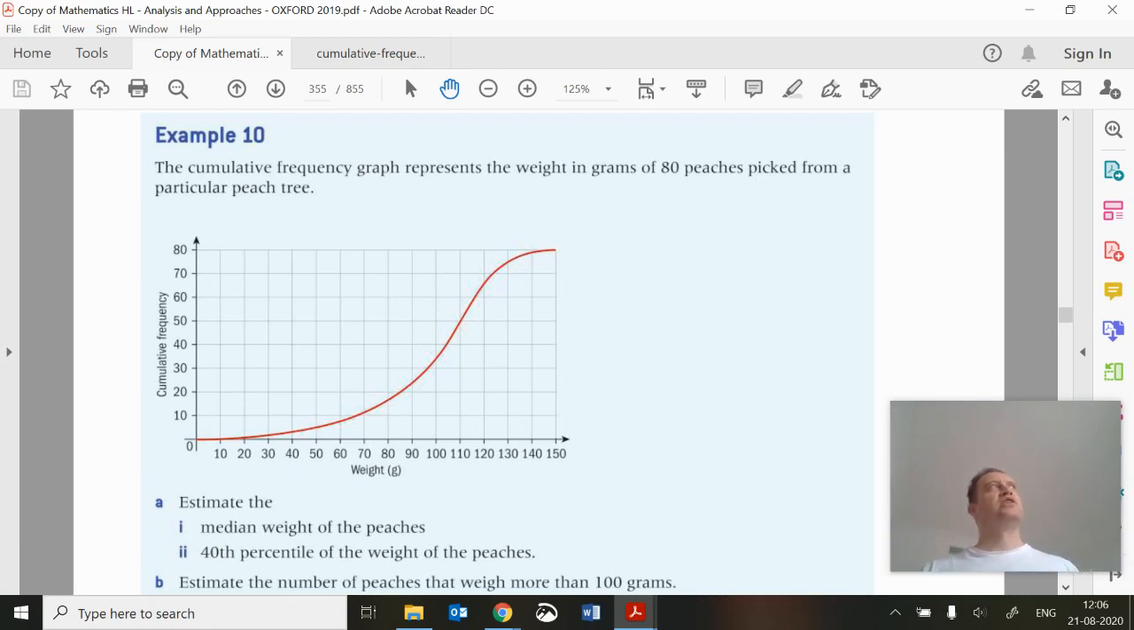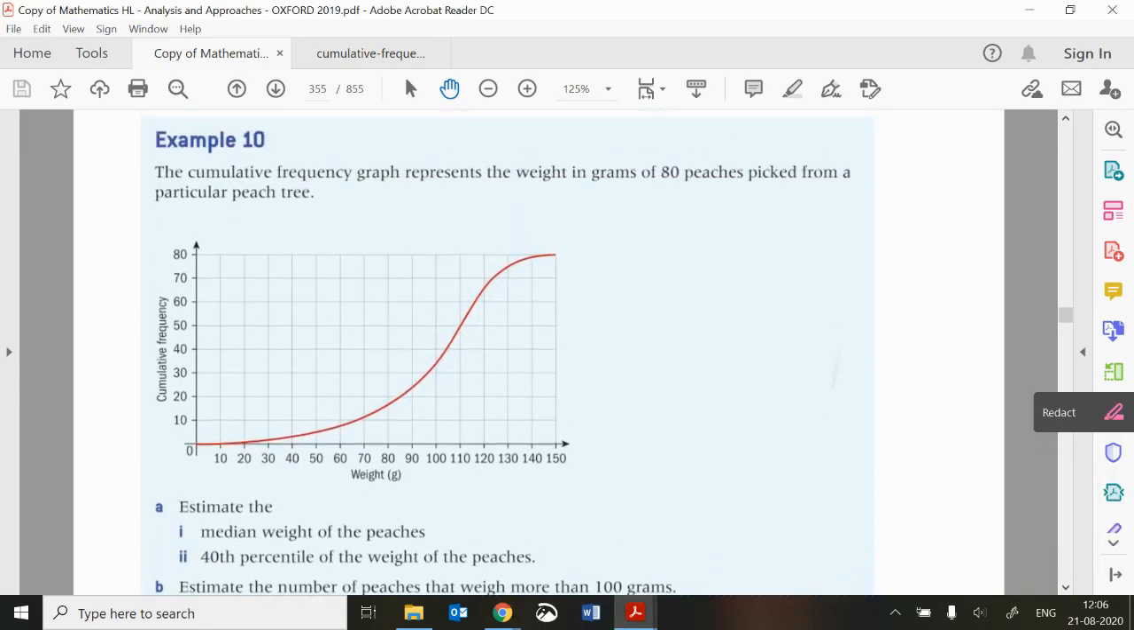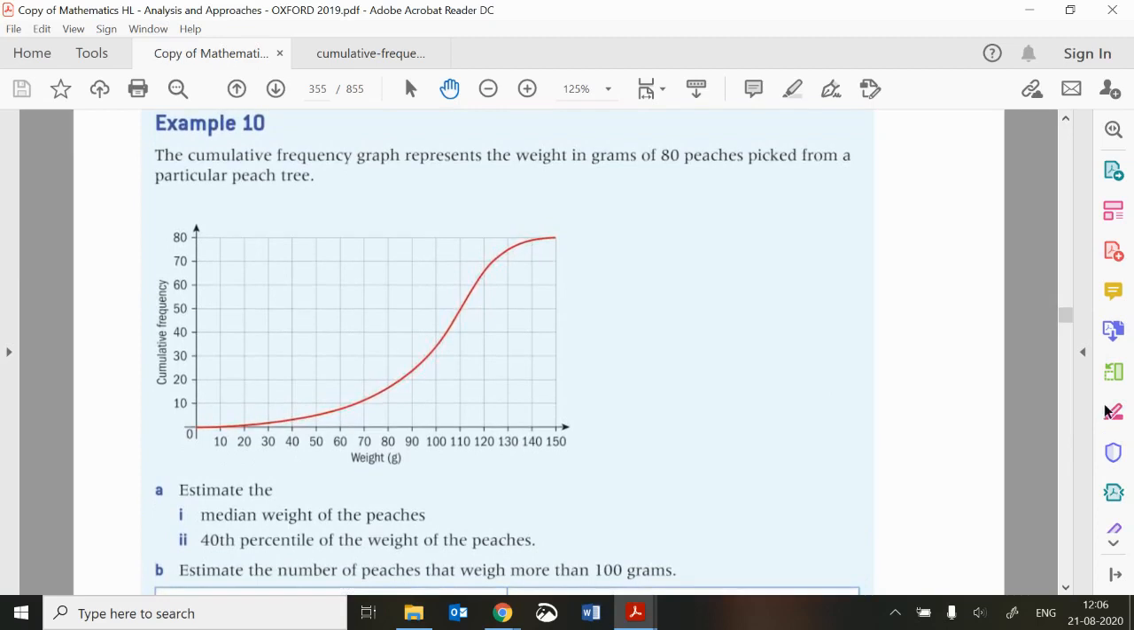So cumulative frequency graphs are useful for being able to find medians when you have group data, and also lower quartiles and upper quartiles when you have group data. Now, because I'm doing this back to front, I expect that you know that already, but I'll come back to that. So what I'm going to do is just look at this question to begin with.